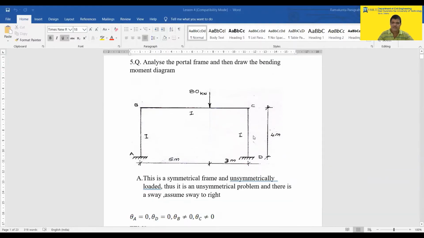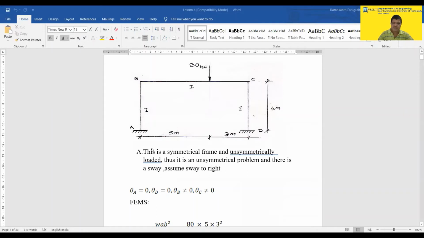Let us see the first question: analyze the portal frame, then draw the bending moment diagram. So now see, this is the problem, and in this problem, end A is fixed, D is fixed, and all members have moment of inertia I. But the only difference is the load is not at center. The point load is kept eccentrically. The span is 8 meter, and this load is at 5 meter from this side.